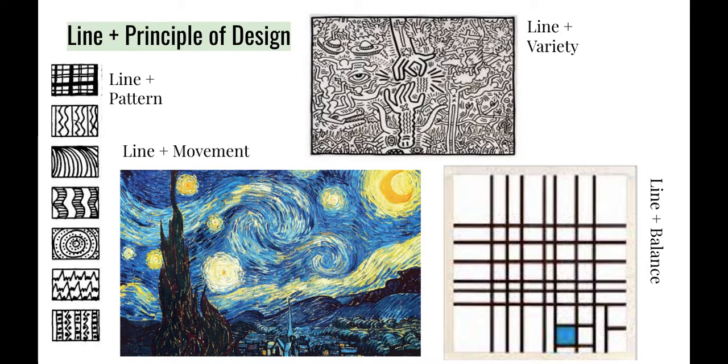So you can see here that towards the left, we have line and pattern. We also have line and movement in Vincent van Gogh's. We have line and variety, so a variety of different types of lines in Keith Haring's. And we also have line and balance in the bottom Mondrian.